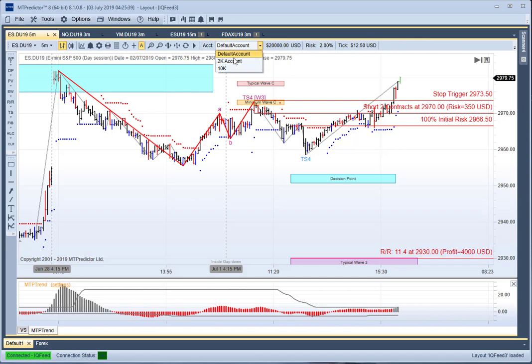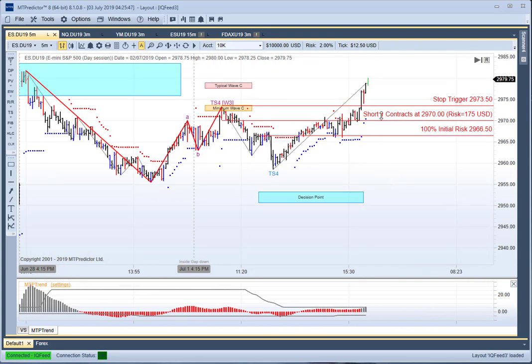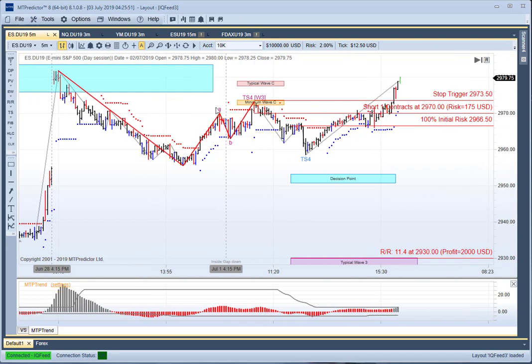Remember, you can set up different size accounts in MTPredictor to take care of your position sizing if you've got different size accounts. So for example, if you've got just a $10,000 account, it adjusts the position sizing to take account of that. So I just want to go back to our default account. So initially this was suggesting a potential Wave 3 decline, and if it had got down here, this would have been a good profit, approximately 11 times the initial risk.